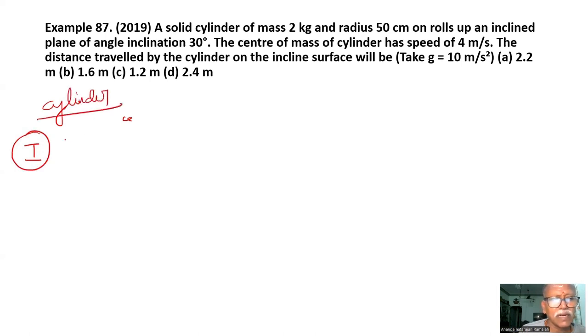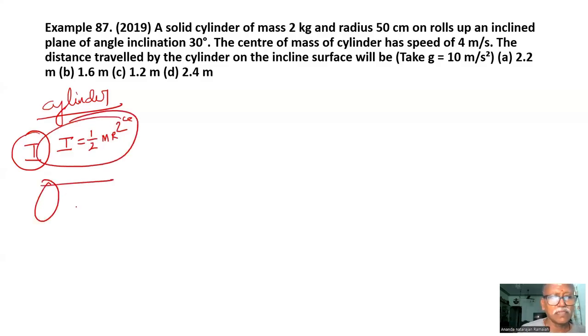Cylinder means I about its axis equal to 1 by 2 m r square. About its axis, I equal to half m r square. But I wrongly entered 2 by 5. That is for sphere, 2 by 5 m r square. So let us solve once again.